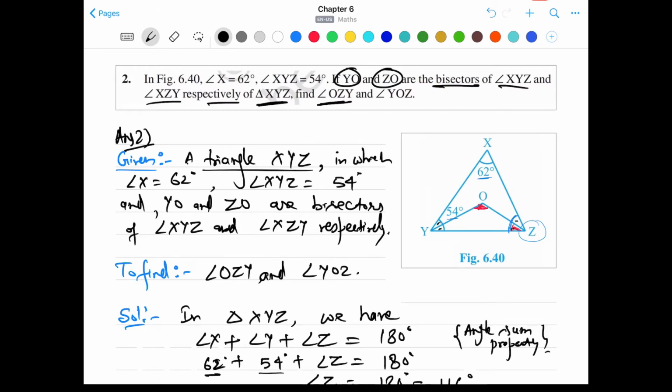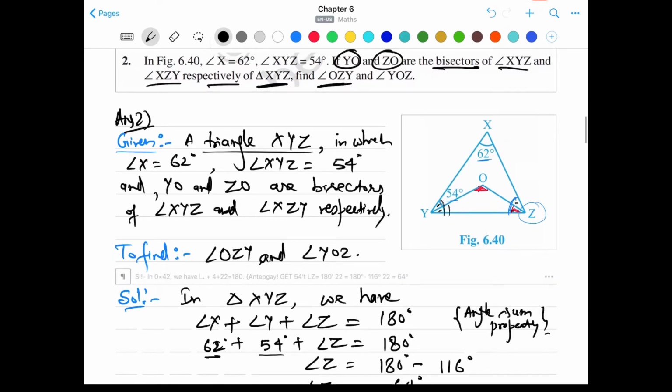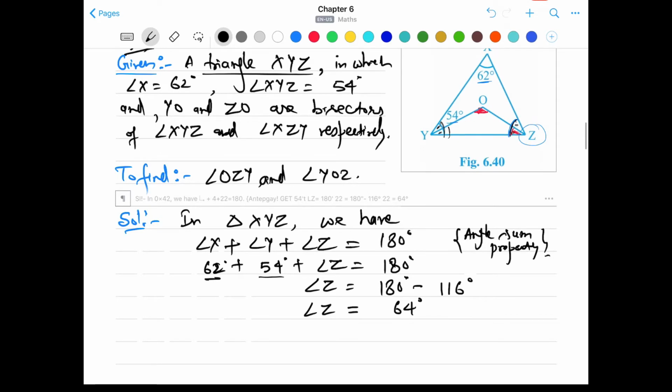Okay, so if this total angle is 54, its half will be half of 54, that is 27. Similarly, we have calculated the measure of angle Z is equal to 64. That means this angle OZY will be the half of 64, that is 32.